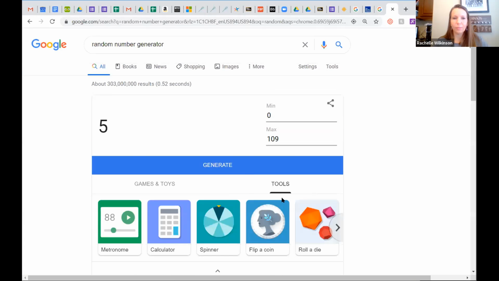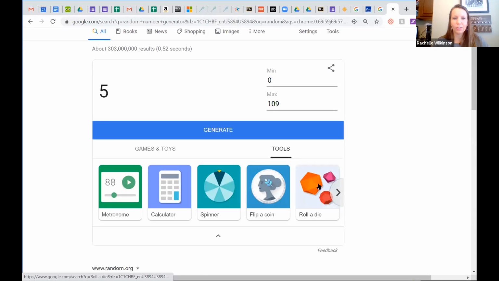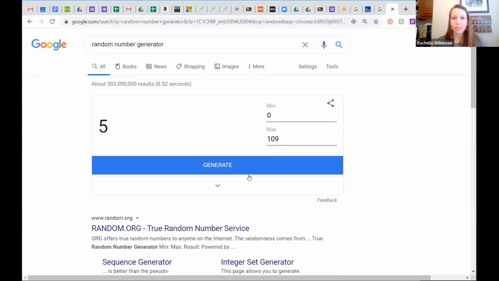Look, I didn't even know this. I haven't played around with this that much. There's all these different options you can have here. You can make a spinner, you can flip a coin. Save those for another day.